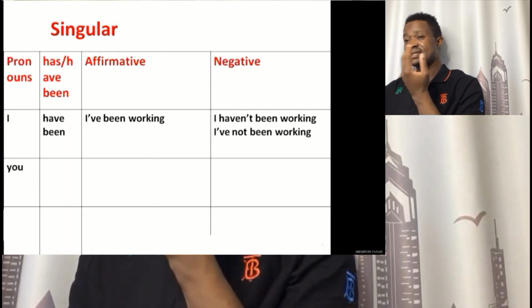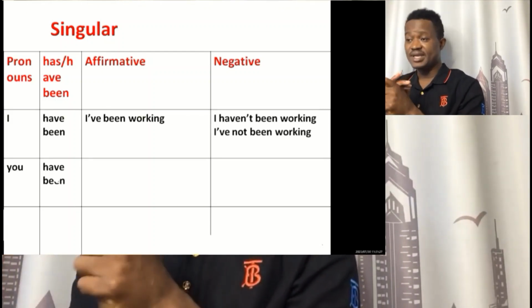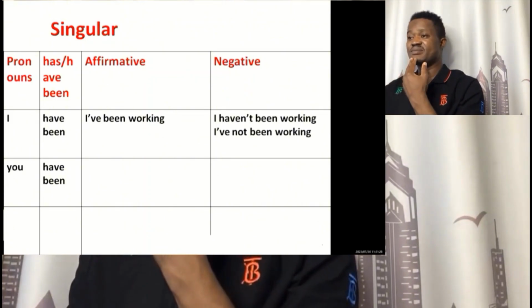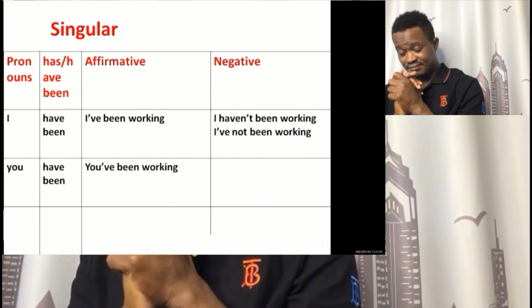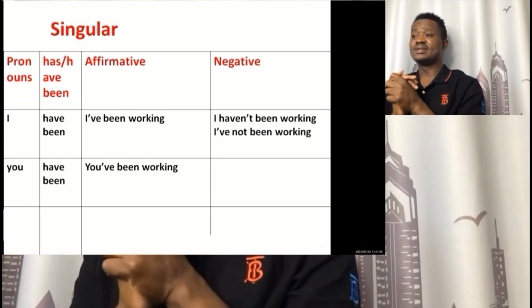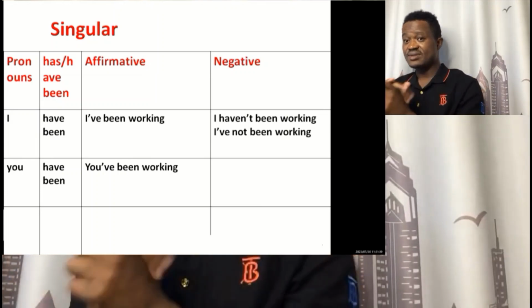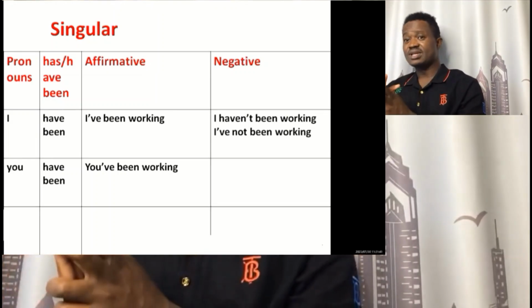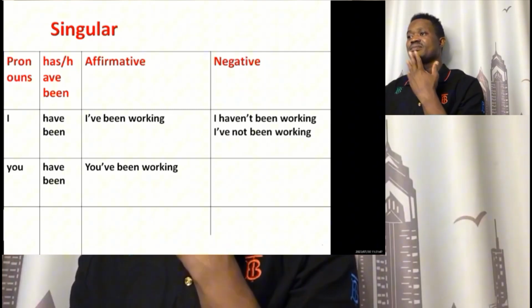You. Second person pronouns. Have been. The affirmative form is you've been working. You can also say you have been working. That is okay, but faster, you've been working.